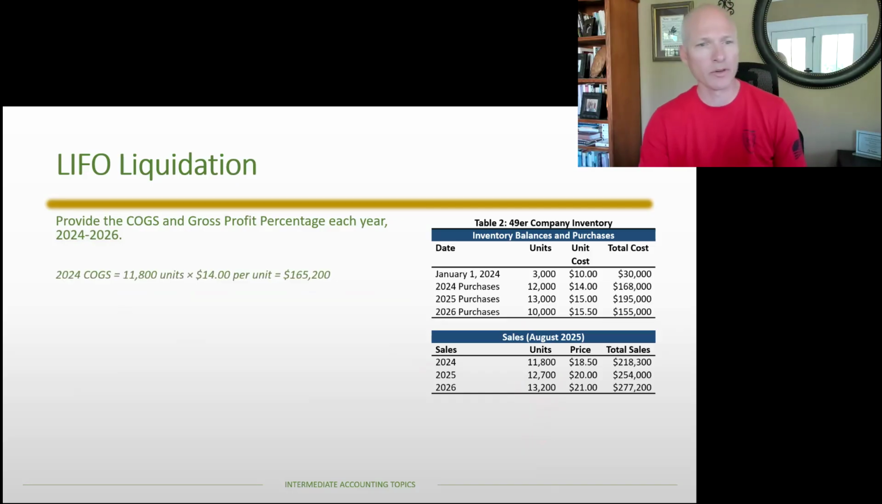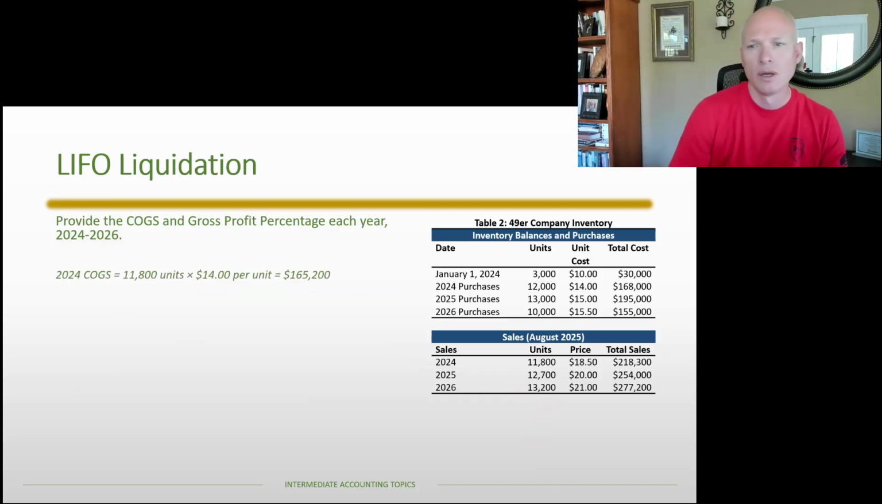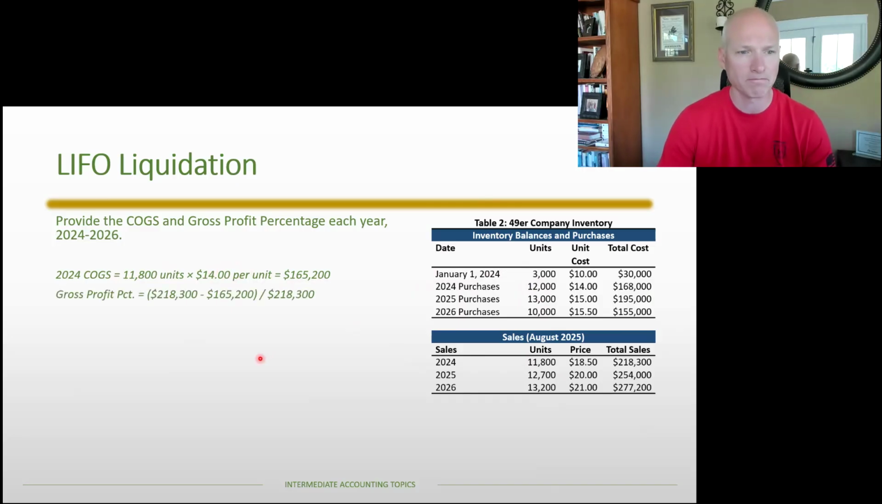All right, so in 2024, hopefully fairly straightforward. Our COGS is our 11,800 units. So again, last in, first out. So if we think about what existed, we had 3,000 in beginning inventory and then 12,000 of new purchases. If we only sell 11,800, we're never going to touch that January 1st layer. Everything's coming out of the 2024 purchases. And so the cost of goods sold is going to be $14 a unit for everything. And so at that time, their gross profit percentage is 24.32%.